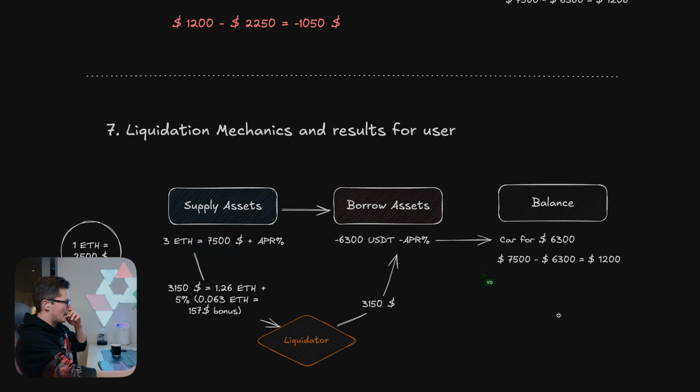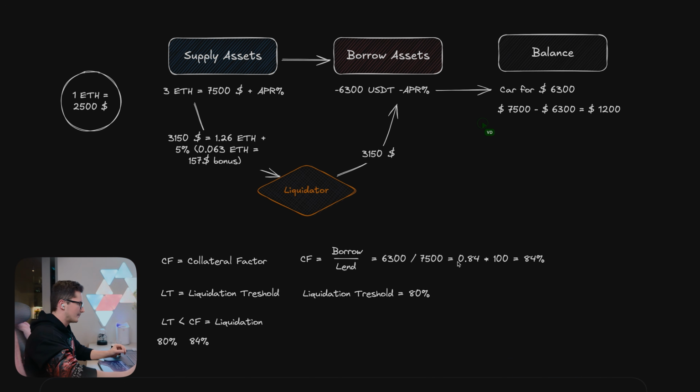But what comes into play here? Here comes into play the collateral factor. I need to introduce some terms to explain how it actually works, so you can understand everything. Collateral factor is a coefficient calculated with the following formula. Collateral factor, CF, is borrowed assets divided by lent assets.